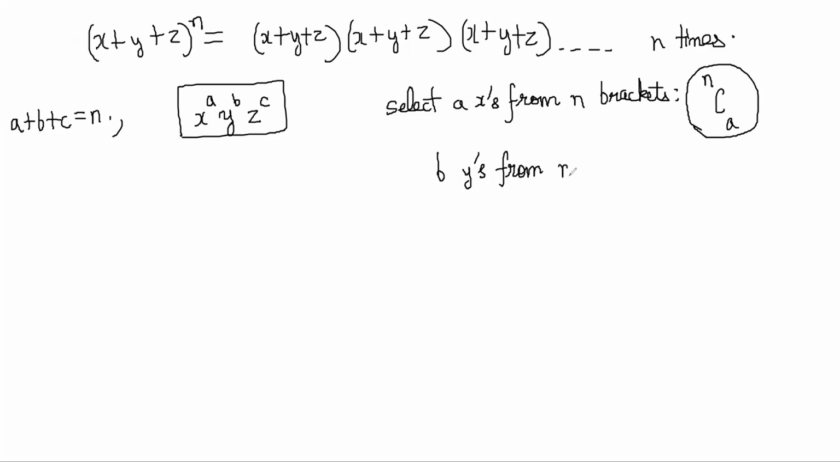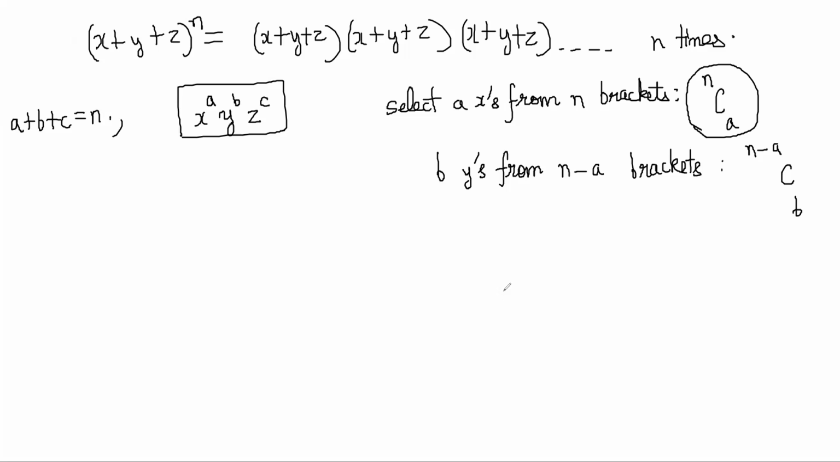N minus a brackets, no? So you selected x, right? Out of the remaining n minus a brackets, you have to select b y's, right? So the number of ways to do that would be n minus a c b, right?